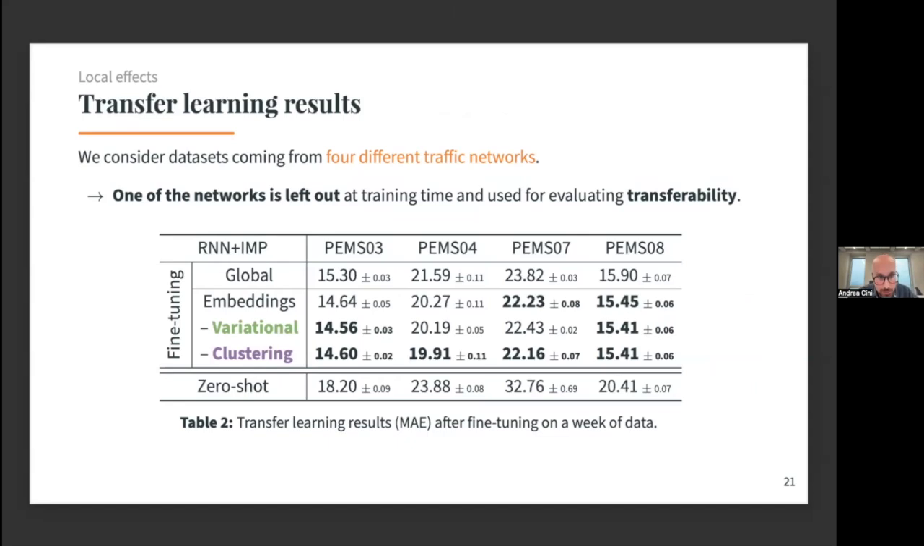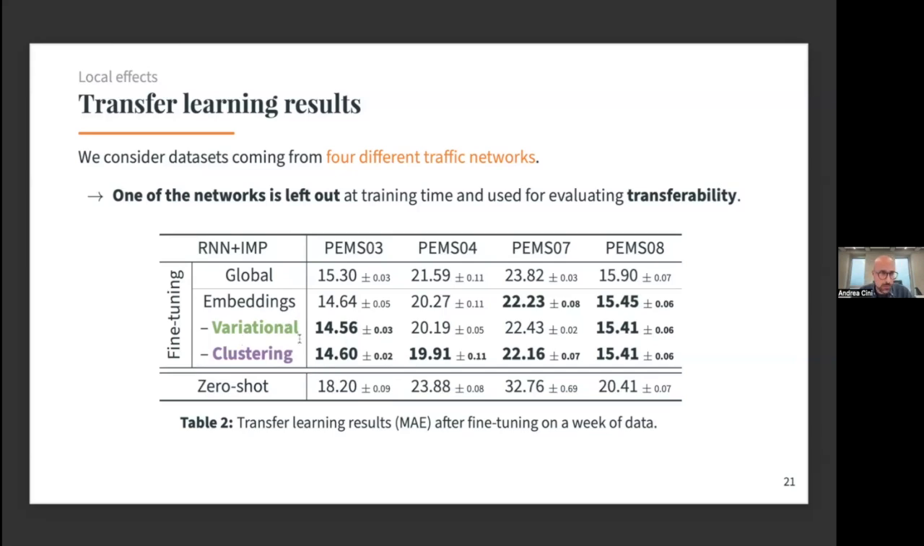So the first observation here is that the model that performs zero-shot forecasting, so the global model that is not fine-tuned, performs definitely worse than those that perform some kind of fine-tuning on just a week of observations. And the second observation is that the hybrid architectures, in particular those using embeddings, perform much better than the fine-tuned global model.